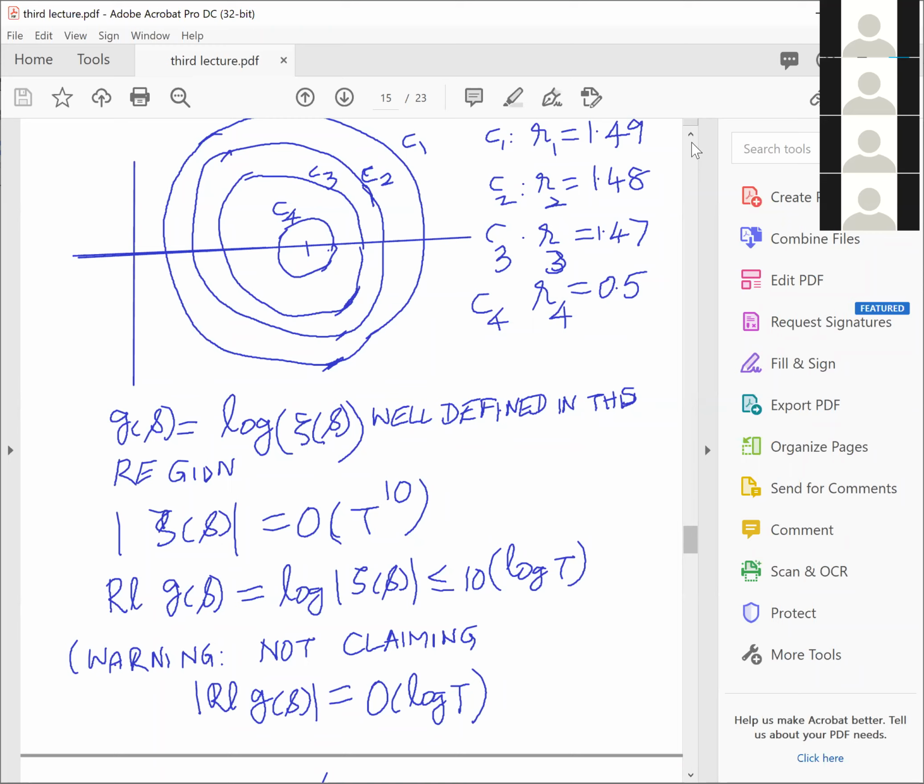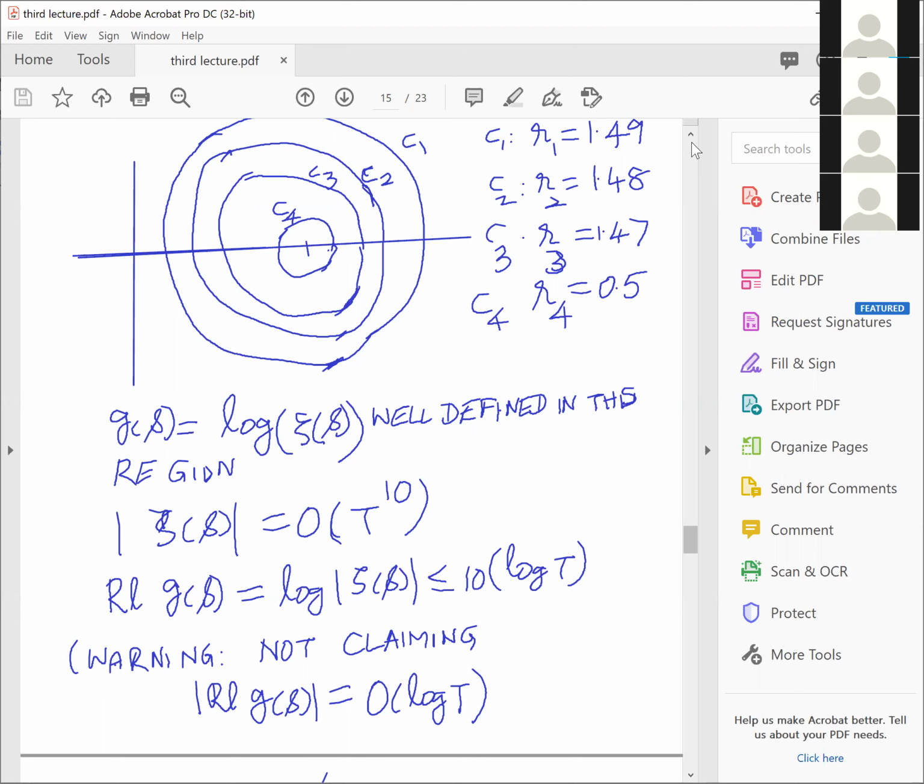This is very important. I have only a one-sided bound, and the one-sided bound is the only thing which I can get. There is no way I can get a two-sided bound for the real part of G(s). In order to get the two-sided bound, I need the information that zeta s is not only not too big, but also not too small.